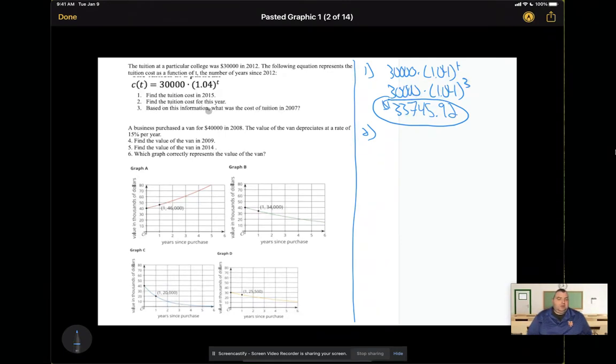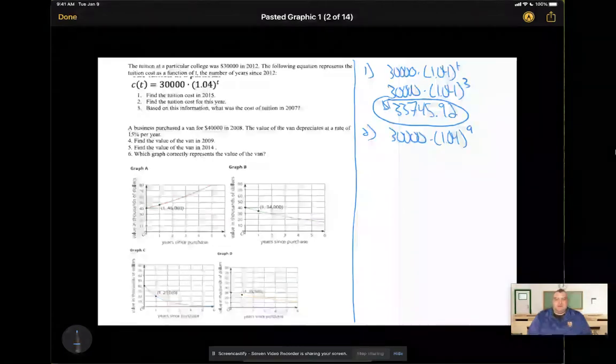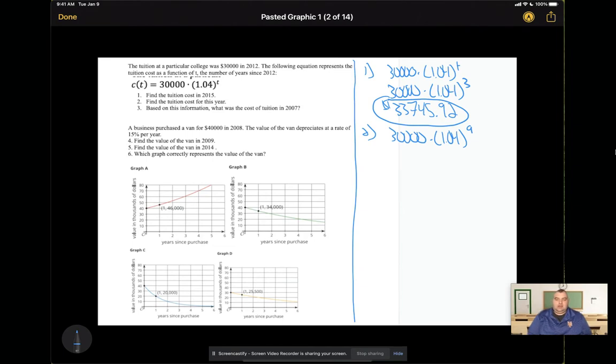Number 2, find the tuition cost for this year. So we are in the year 2021. So 2021 would be how many years later? 2021 would be 9 years later. So to figure out the answer, we're going to take my equation and replace the 3 with a 9 to find the tuition cost in 2021. So 30,000 times 1.04 to the power of 9, since 2021, again, is 9 years after 2012.